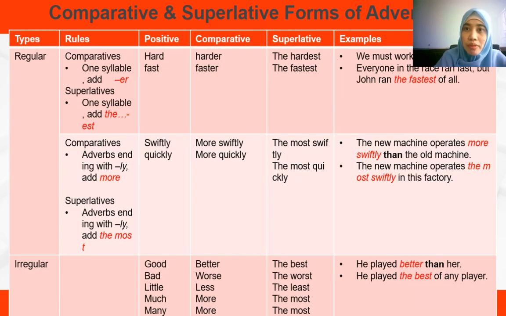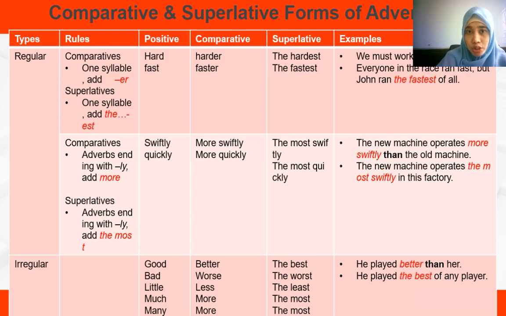Next one, we have comparative and superlative form of adverbs. Similar to adjectives, adverbs can also be formed into comparative and superlative. They have similar patterns, but there are also some different rules here. For one syllable adverb, we can just put er for the comparative, and we need to put the est for the superlative.